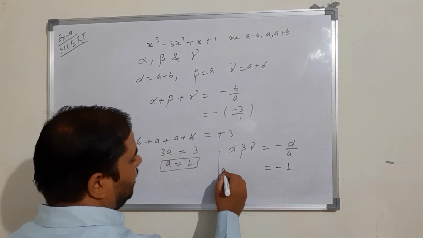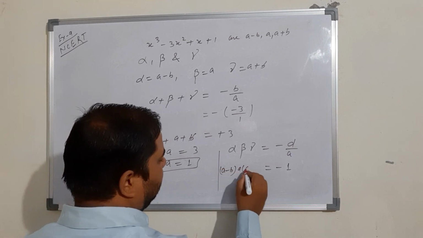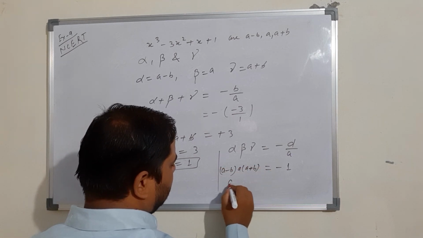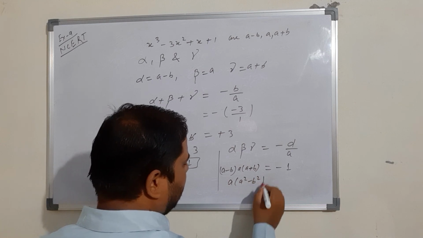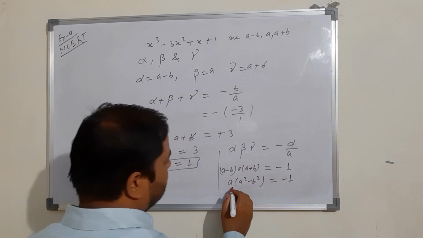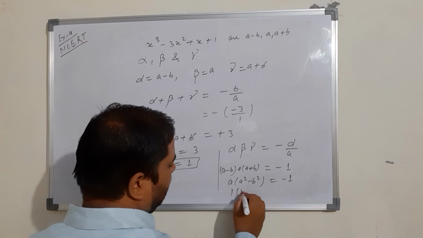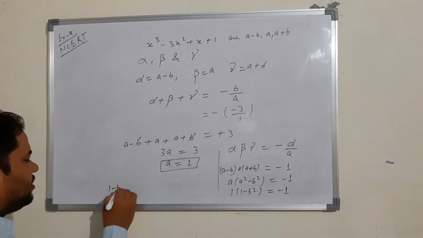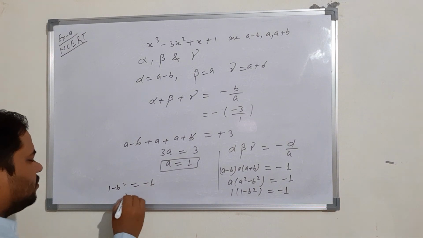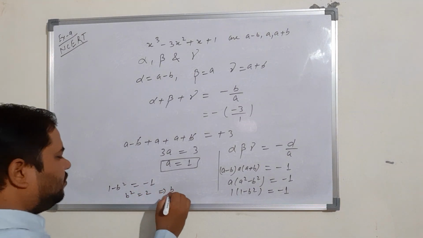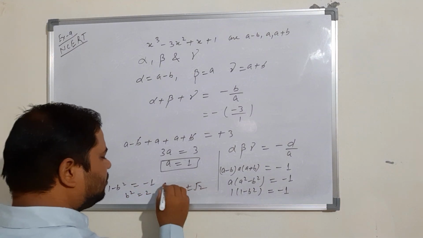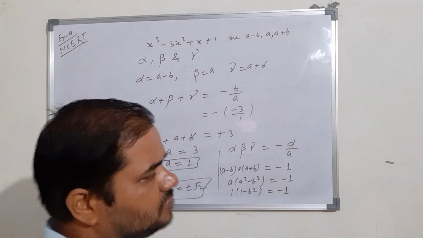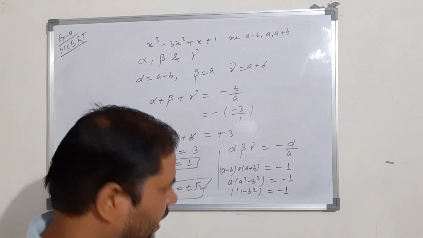So alpha is A minus B, beta is A, gamma is A plus B. So this is nothing but A times (A square minus B square). This is minus 1. So the value of A is 1. 1 minus B square is equal to minus 1. So B square is equal to 2. So B is equal to plus minus root 2. So these are the values of A and B.